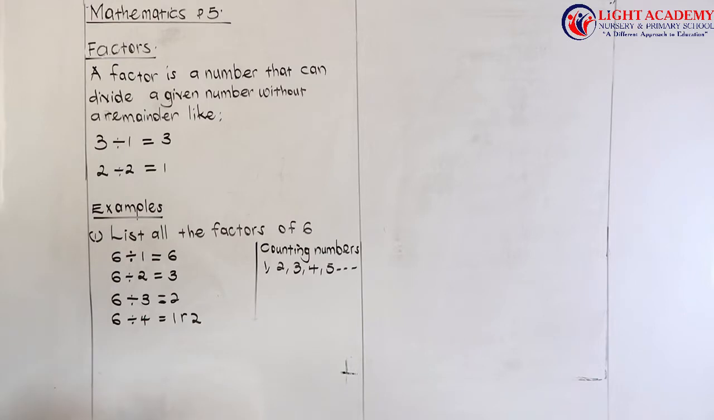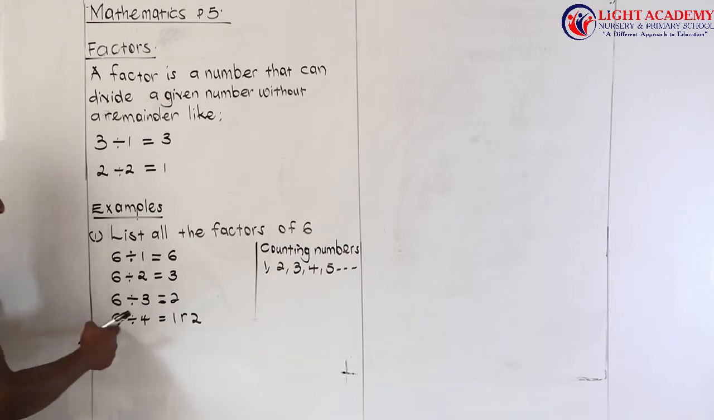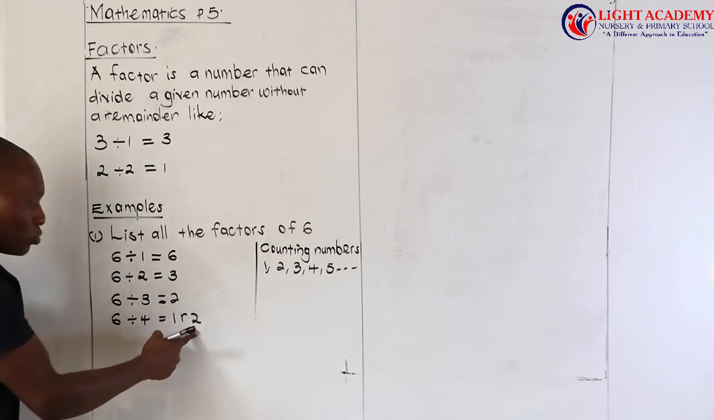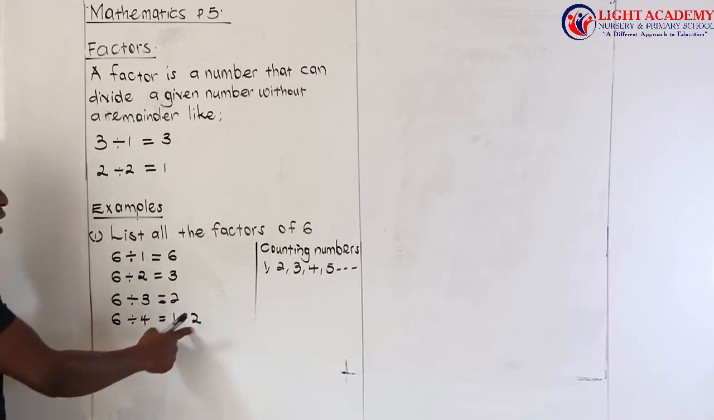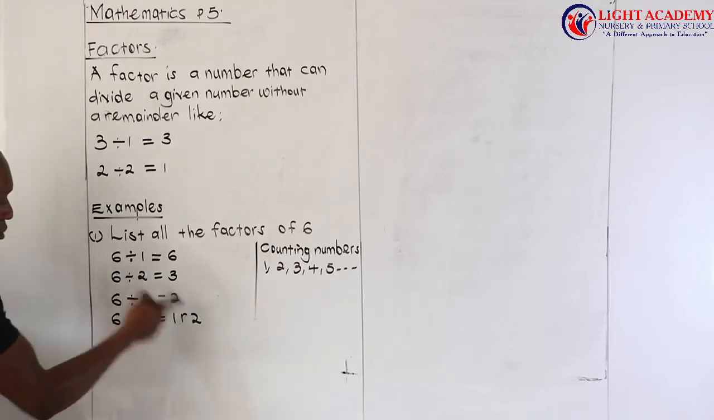6. Okay? Because when I divide 6, if I'm having 6 pens, I give them to 4 children. Each child gets 1, the remainder is 2. Since it gives me a remainder of 2, it is enough to tell me that 4 is not a factor of 6. Because when you divide 6 by 4, you get a remainder.